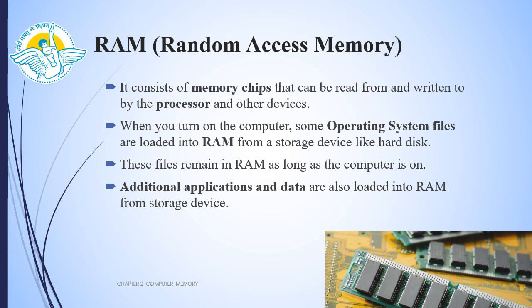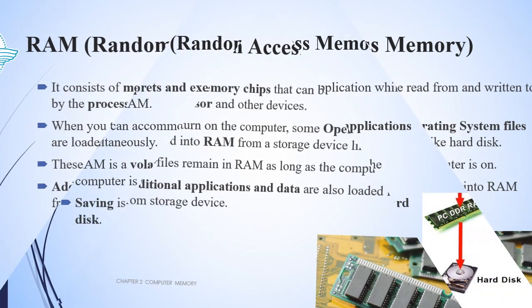When you turn on the computer, some operating system files are loaded into RAM from a storage device like hard disk. These files remain in RAM as long as the computer is on. Additional applications and data are also loaded into RAM from storage device. Hence, we can say that RAM is the working memory of the computer system. It is also called the main memory of the computer system.